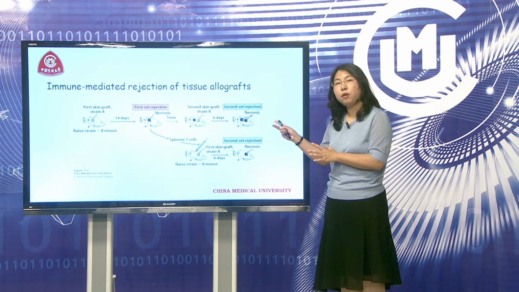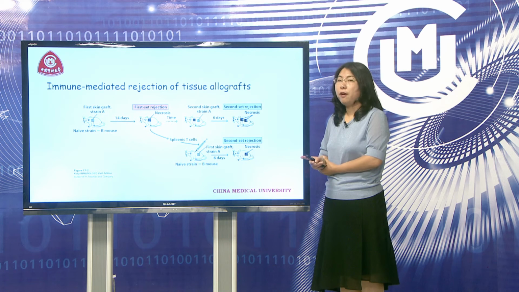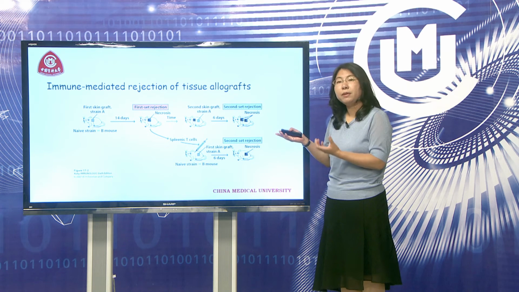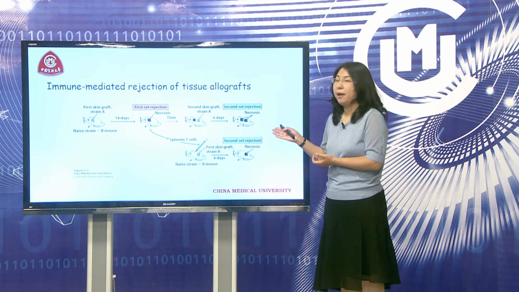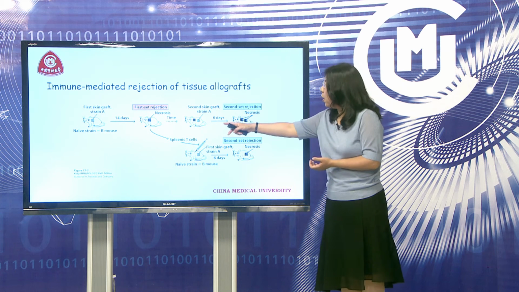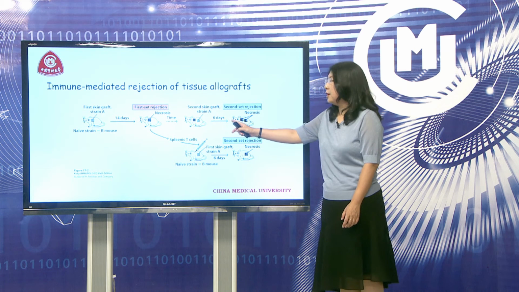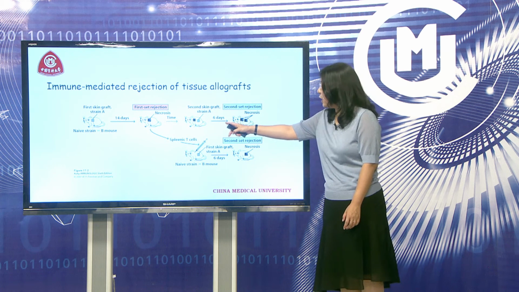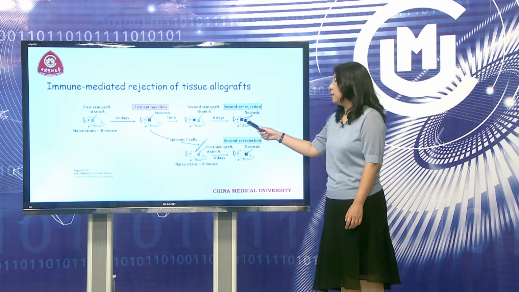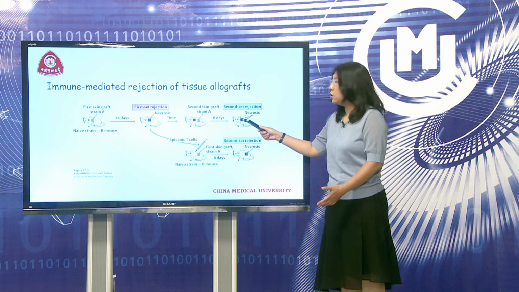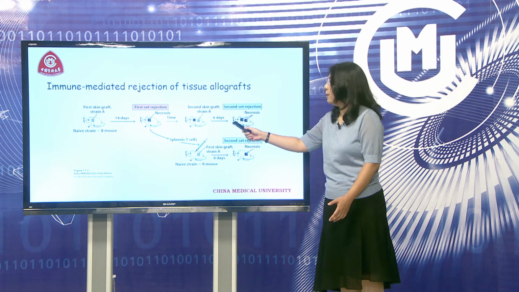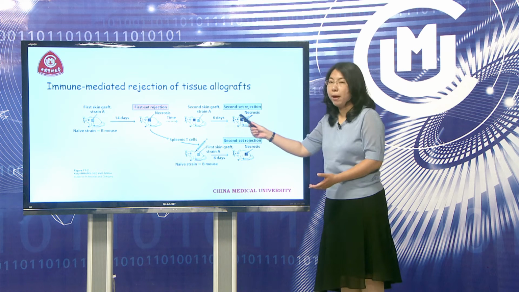After 14 days, we found the skin became necrotic. So what happened? An immune response happened. Now we continue: we transfer skin from the black mouse to this white mouse again, and after around 6 days, we found the skin became necrotic. So the time is shorter. That means this mouse has immune memory.